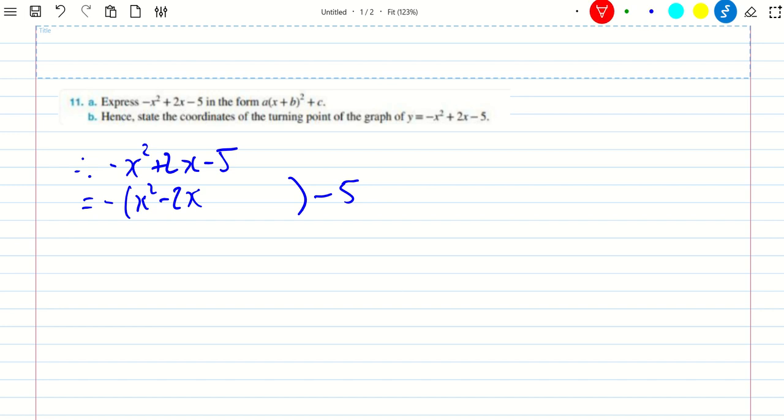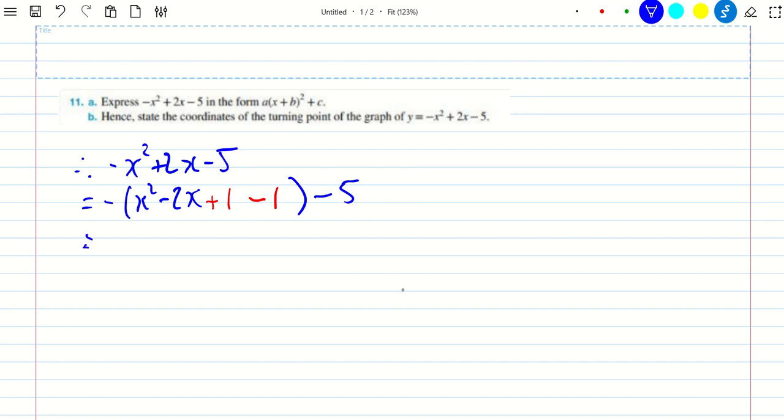Now, let's have a think about this inside bit here. How do I complete the square here? Half of negative 2 is negative 1. Negative 1 squared is positive 1. So if I want to complete the square, I need to add 1 here. That will make a perfect square. But I'm not allowed to just add 1 there. I need to also subtract 1 as well, so that I haven't changed the overall value of the whole expression.